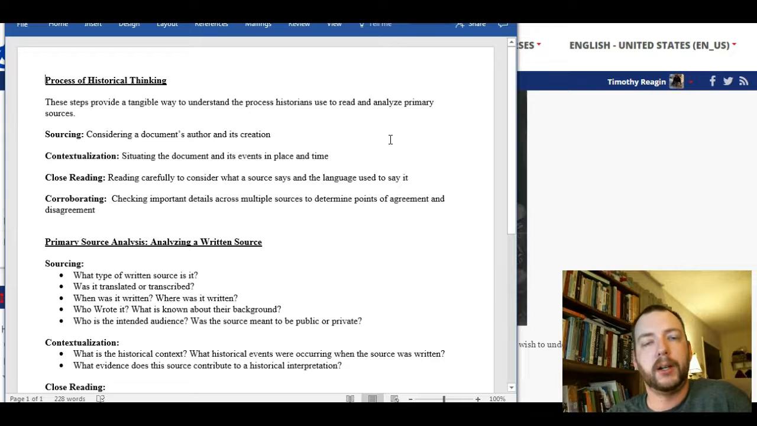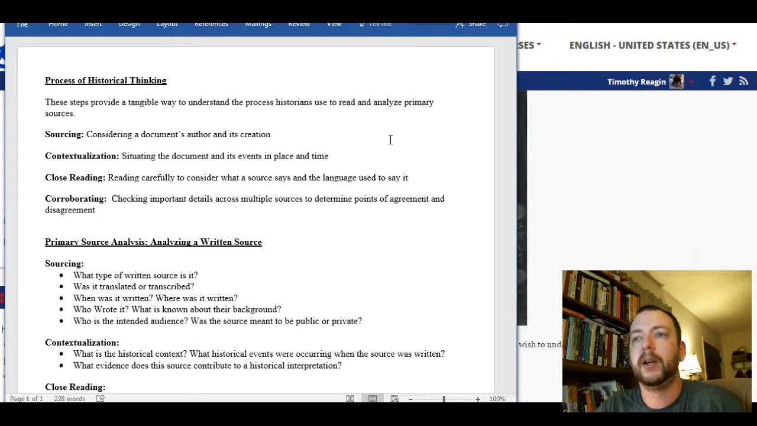Sourcing is asking what kind of source it is. Is it a written source? Is it typed? Is it a painting? In this case, it's an engraving. Was it translated or transcribed? When was it written? Where was it written? Who wrote it? Apply other standards to this one, because this is clearly the one we're doing today, not a written source of any kind.